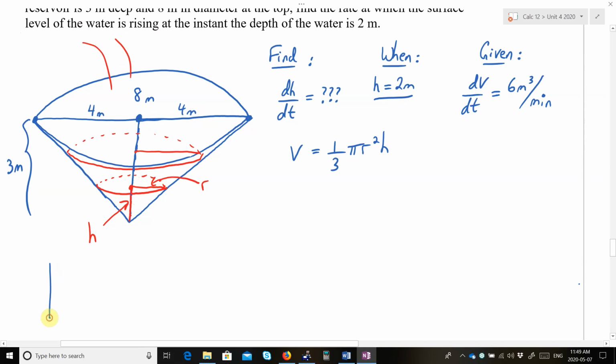We've got 4 meters like this. And we do know that the height of this conical reservoir is 3 meters over here. So this is the 3 meters. And there's our 90-degree triangle. Okay. And then I'm going to drag out this little red one right here, which is labeled as h and r, right?